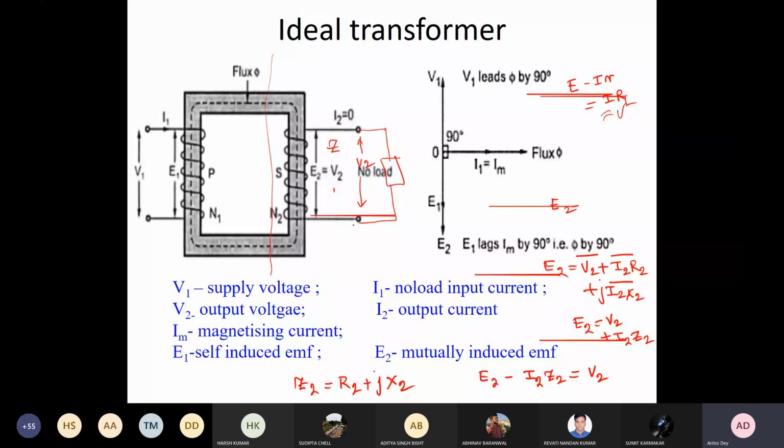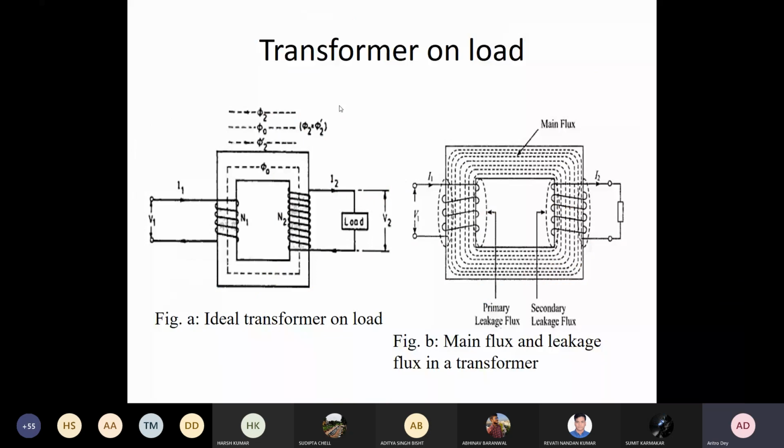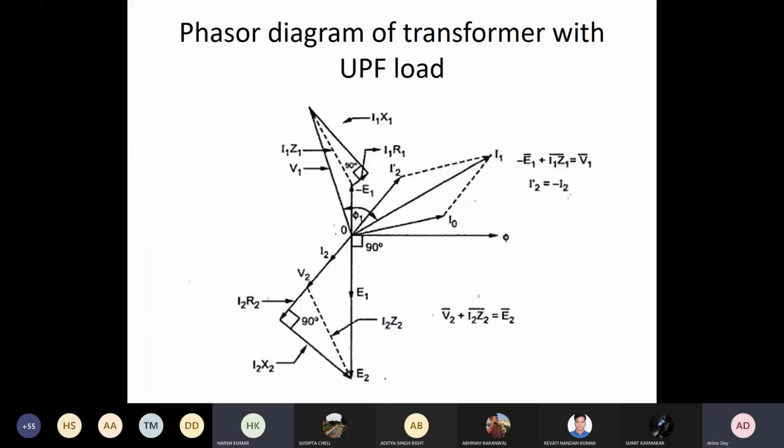And that is why we have drawn it like this. If we just look here, your V2, then Z into I2 will give you your E2, right? This is V2, then the drop I2 R2, then j into I2 X2 will give your E2. Is it okay? Yes, sir. This part is okay. Fine. Then let us go to this side.